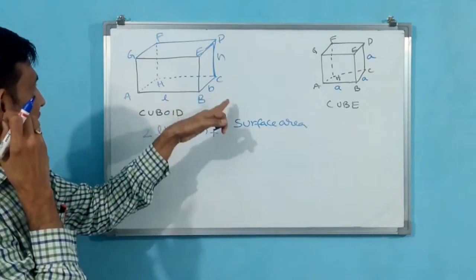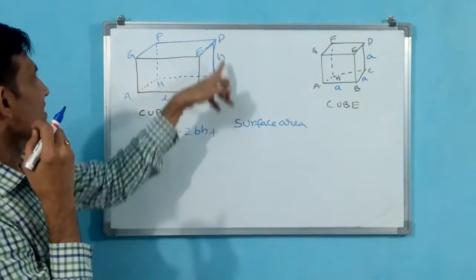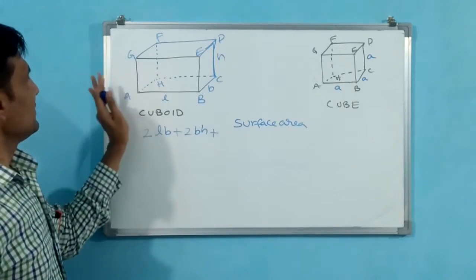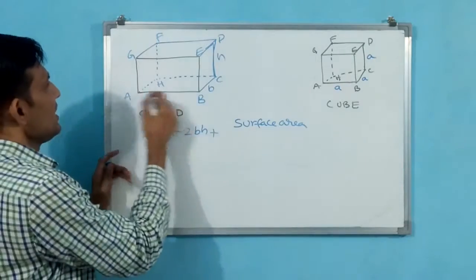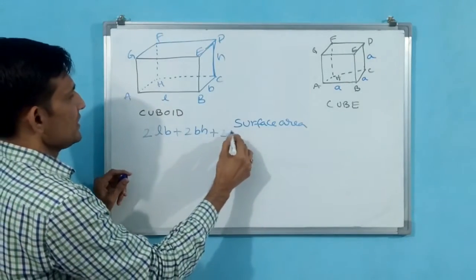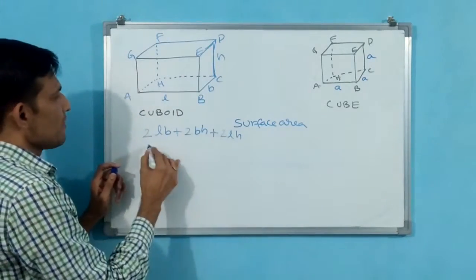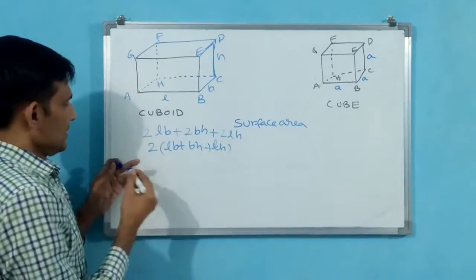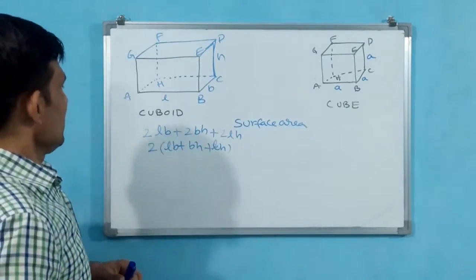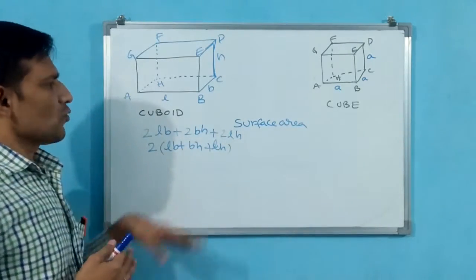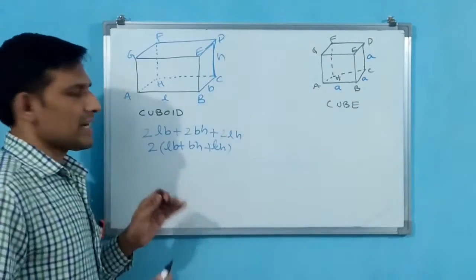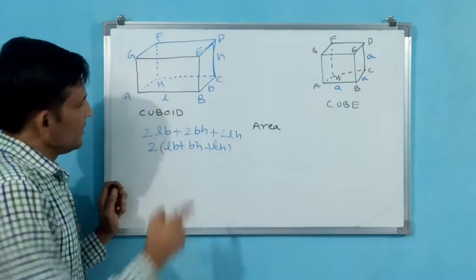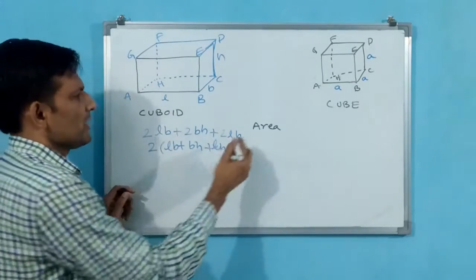And breadth and height, 2 faces are over. Now we take the front face, length and height, 2LH. See, 2 is common, you take LB plus BH plus LH. Okay, this is the total surface area. Okay, total area I have taken.